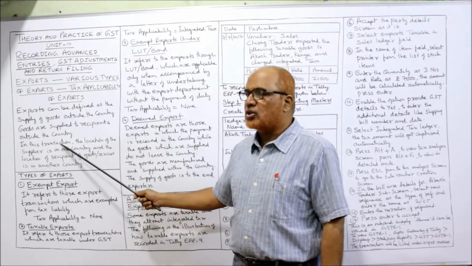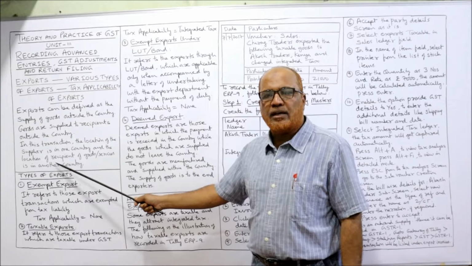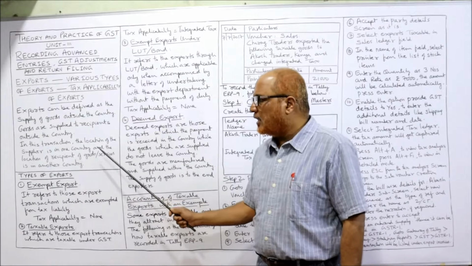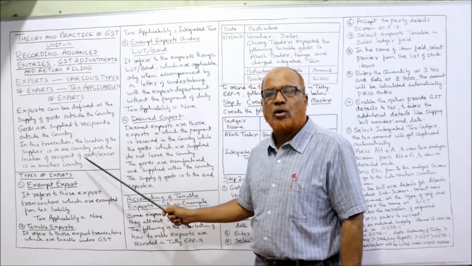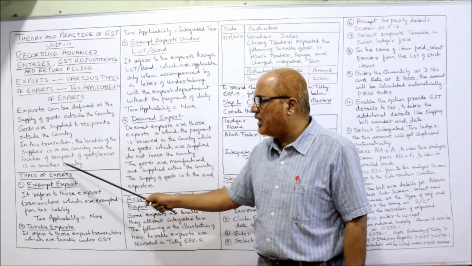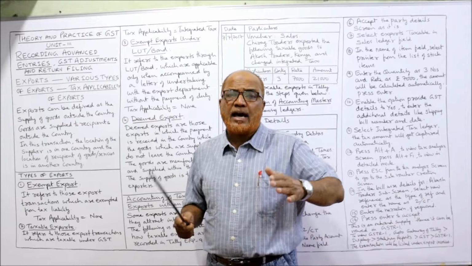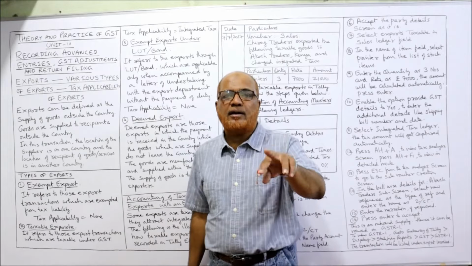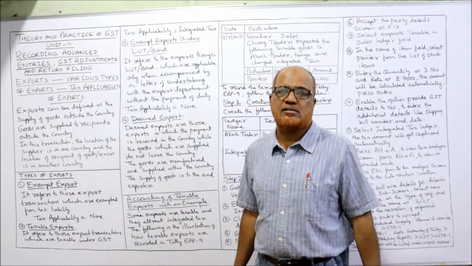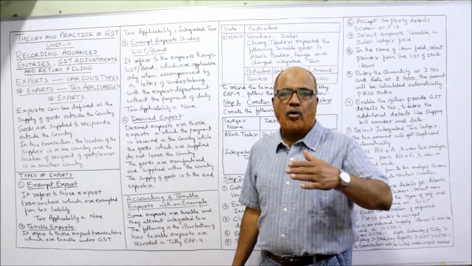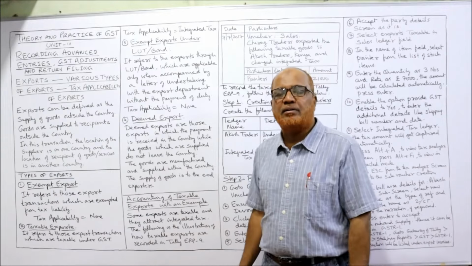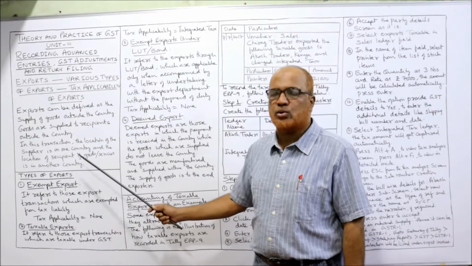In this transaction, the location of the supplier is in one country and the location of the recipient of goods or services is in another country. So when the supplier and the recipient are located in two different countries, then the goods supplied or services provided will be treated as exports.